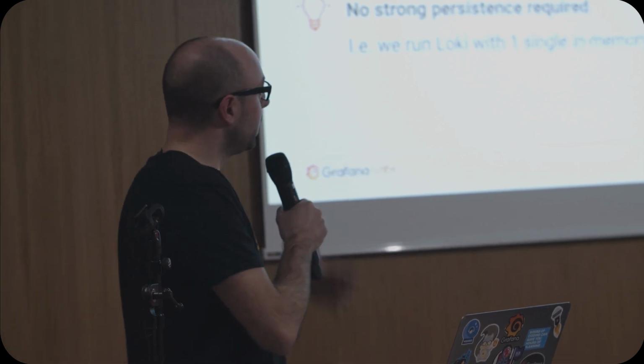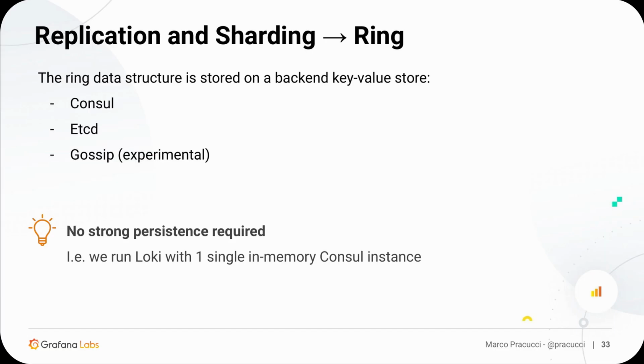This data structure needs to be shared across the nodes of your Loki cluster. So, we need another backend. We support console, etcd, and we recently introduced gossip support, which means we can build a peer-to-peer network between all the Loki nodes, so that you don't need to have console or etcd just to keep the ring data structure, which is a few kilobytes of data.